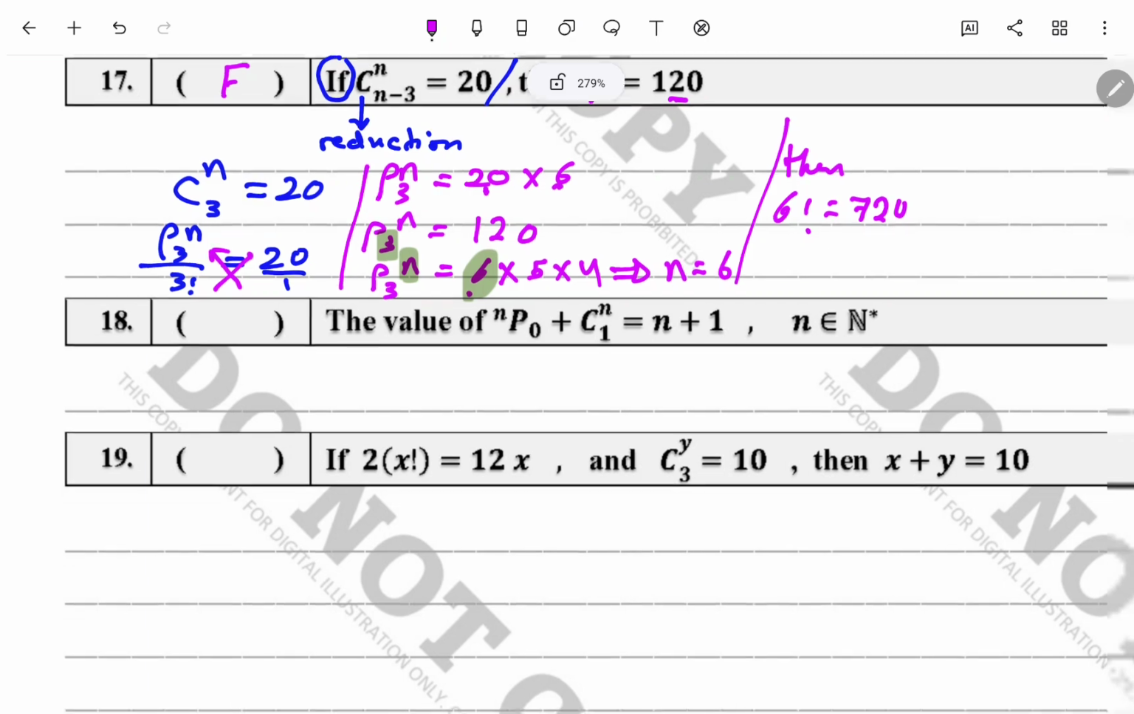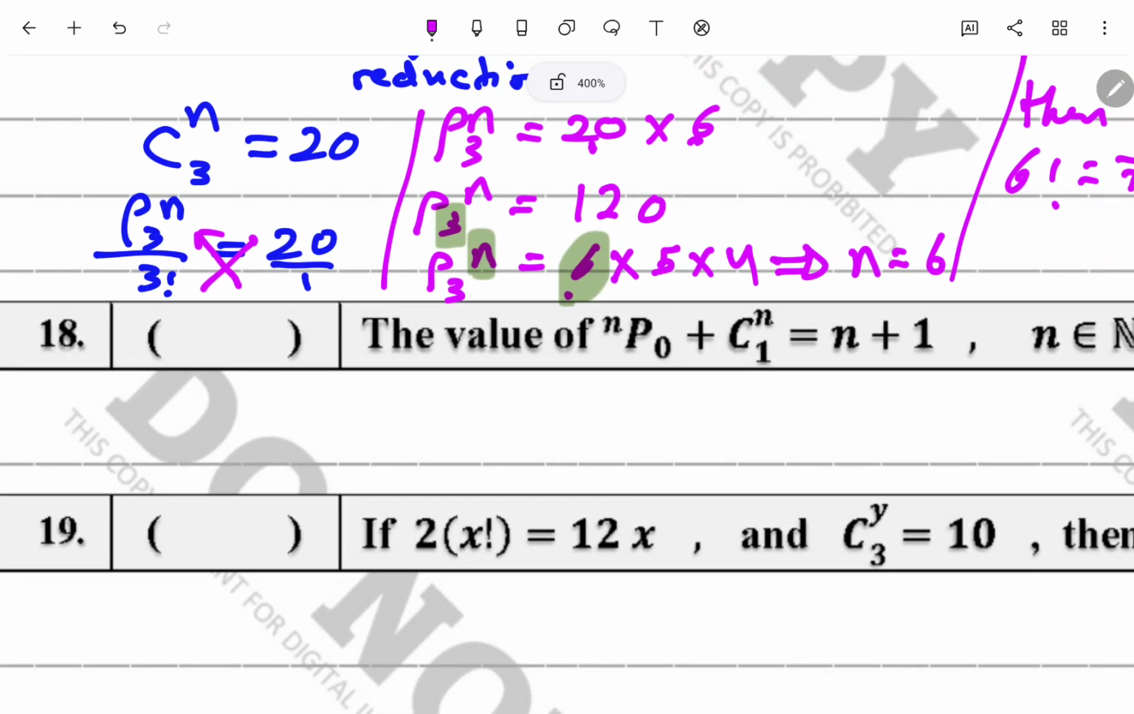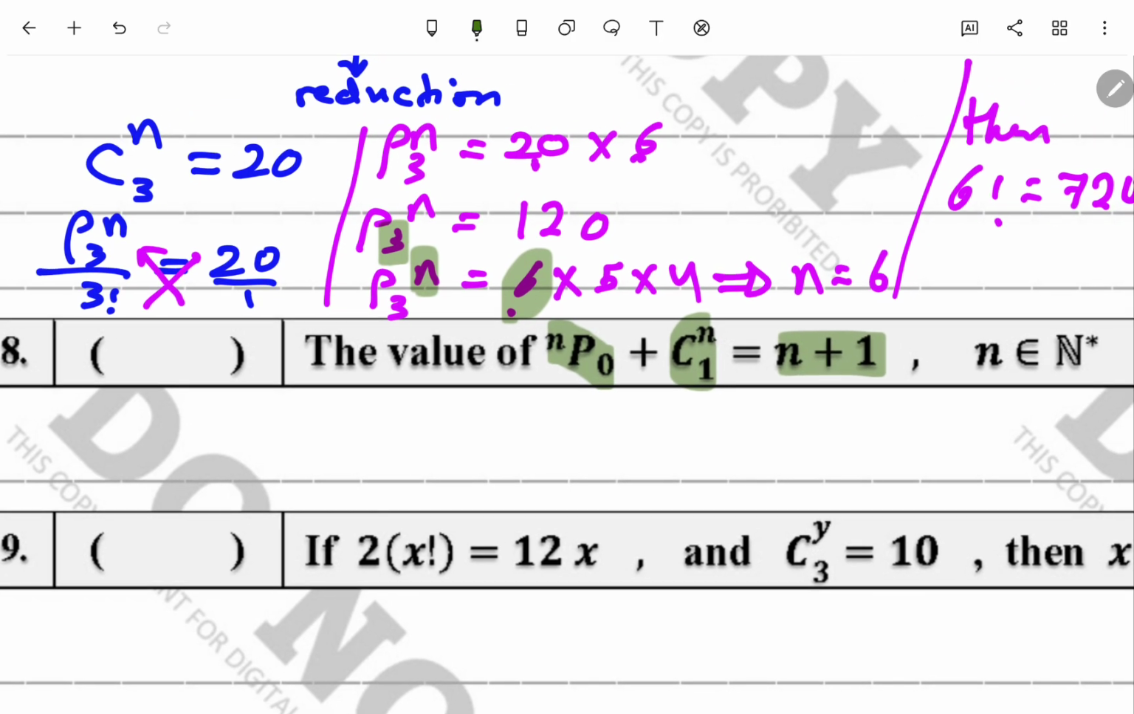In 18, if we have the value of n permutation 0 is 1, and n combination 1 is n, equals n plus 1. This means he wants you to tell that for any n belonging to the natural numbers without 0, the left side equals the right side. We need to evaluate each. Here we will have 1 plus n, and on the other side we will have n plus 1, because plus is commutative, so they are equal, which is true.